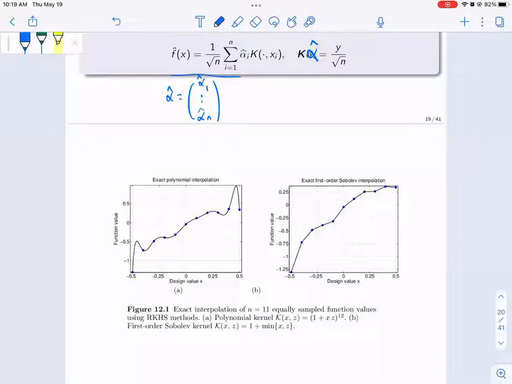So if you, for example, look at the polynomial kernel in R, right? So 1 plus xz to the 12. This kernel generates polynomials of a certain degree, most likely 12. And so if you do this operation with this kernel, then it would fit a polynomial of a certain degree, 12, to these data points.